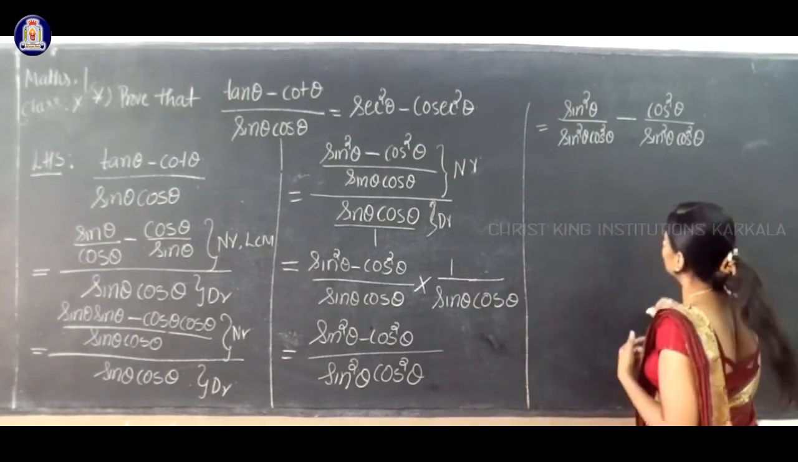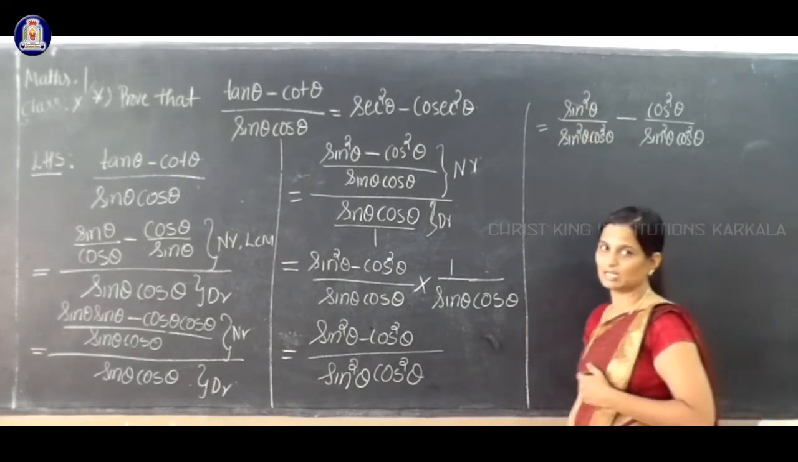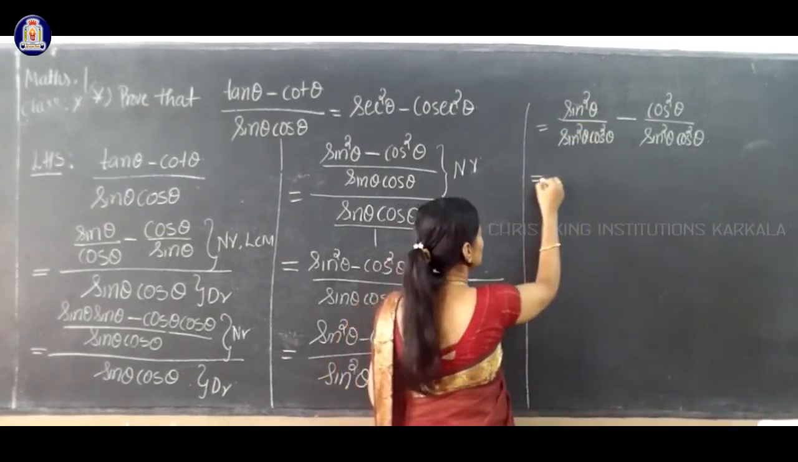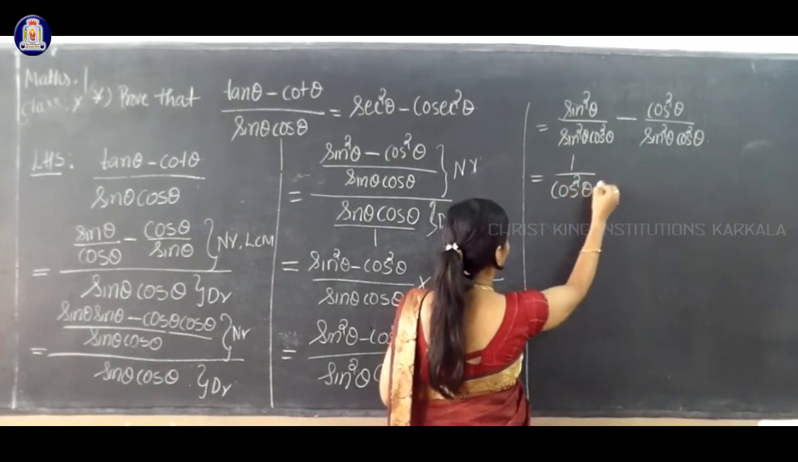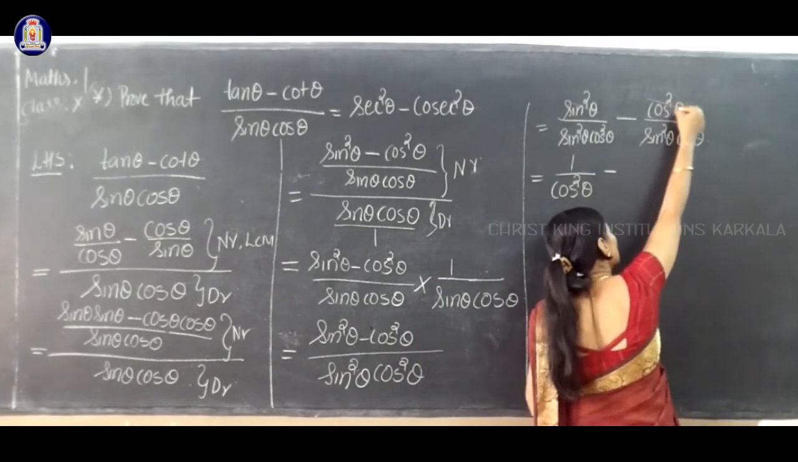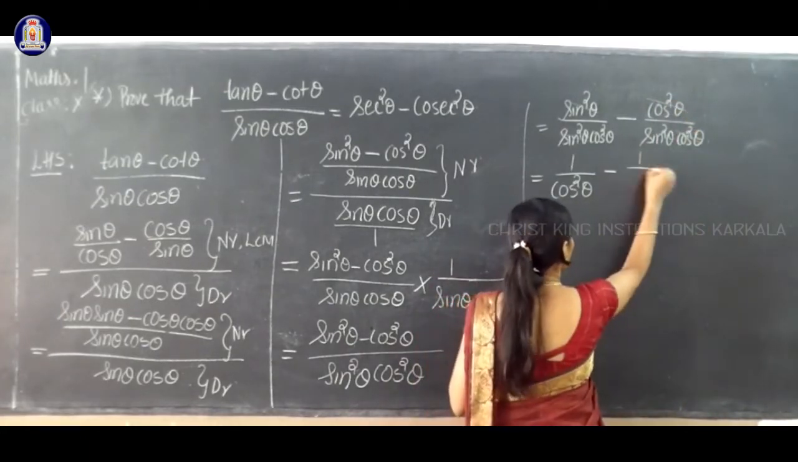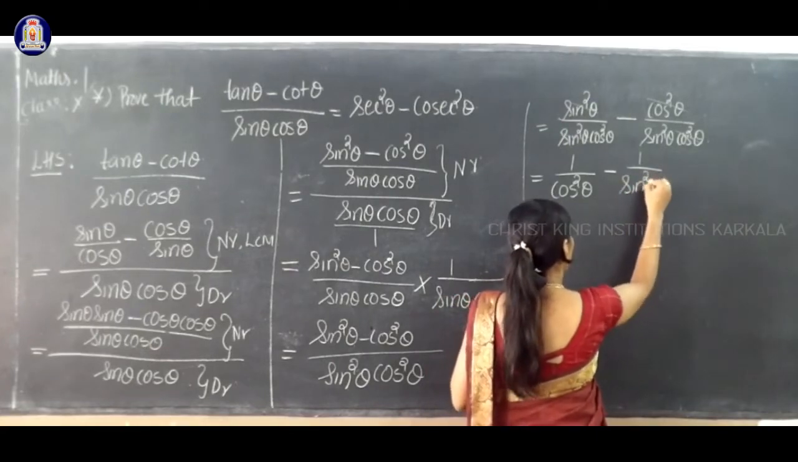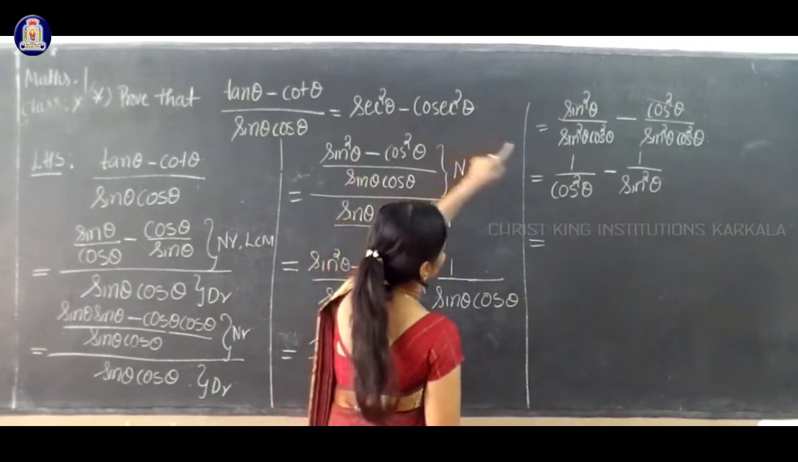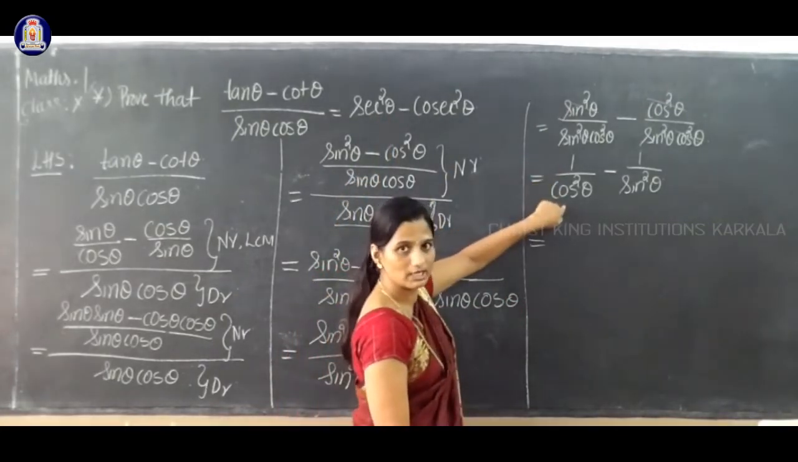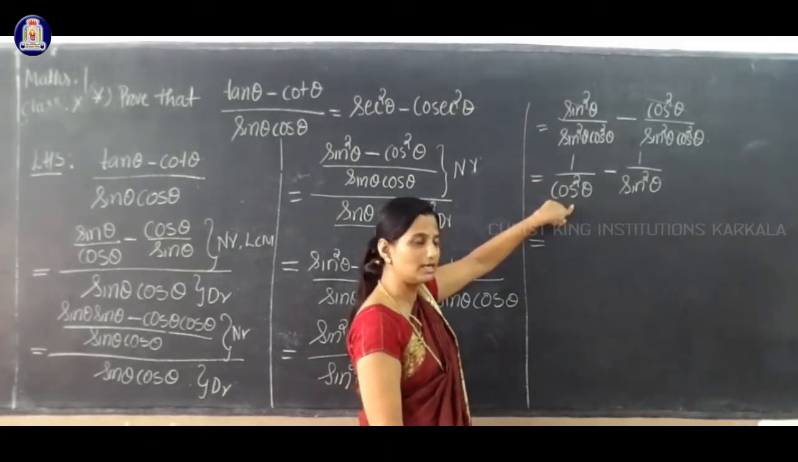Right? So now in this one, sin square theta and sin square theta cancel. What is left here? Numerator is 1 divided by cos square theta minus. See here, cos square theta and cos square theta cancel. What is left here? 1 divided by sin square theta. Now I need secant square theta. Is this equal to secant square theta? Yes, because 1 divided by cos theta is secant theta.